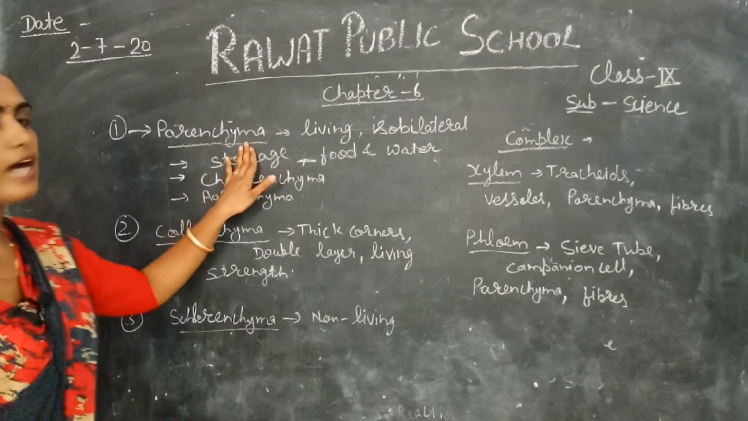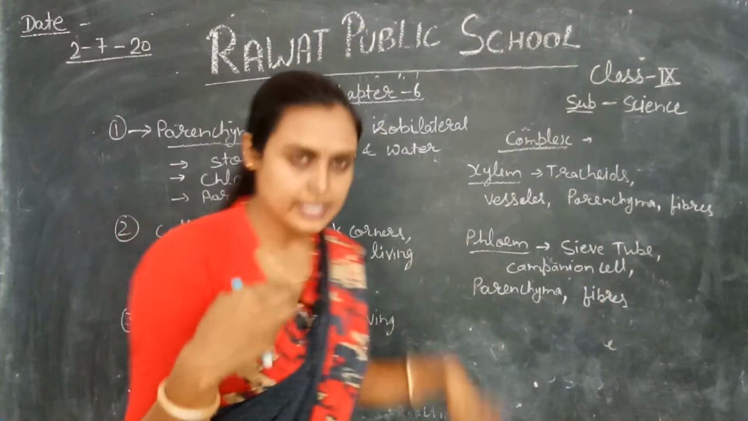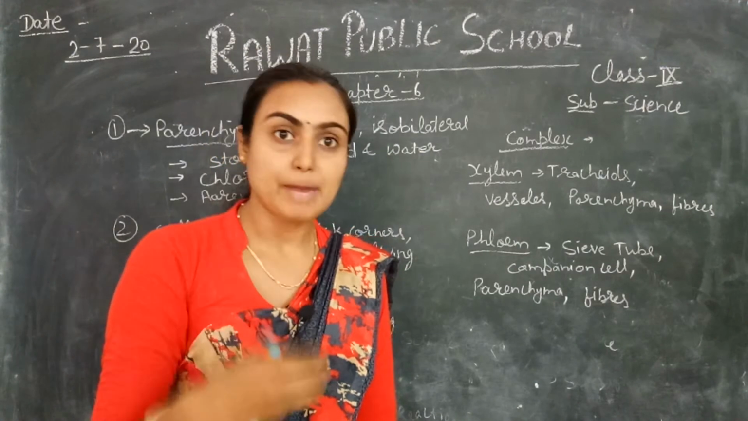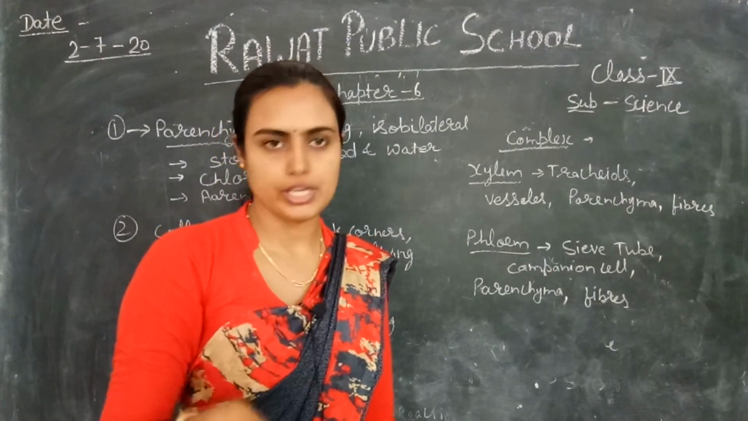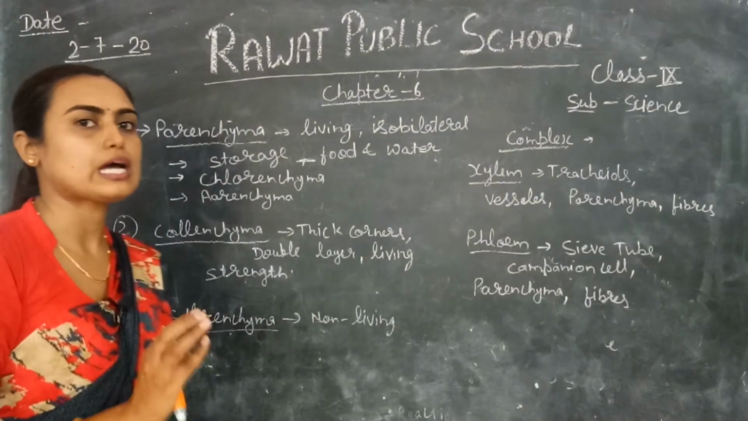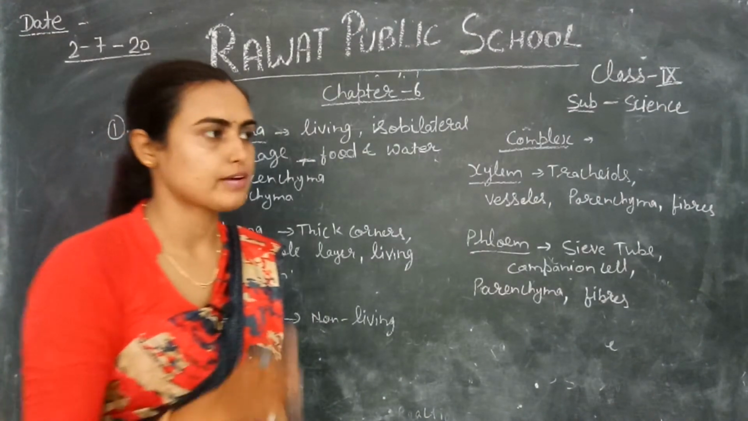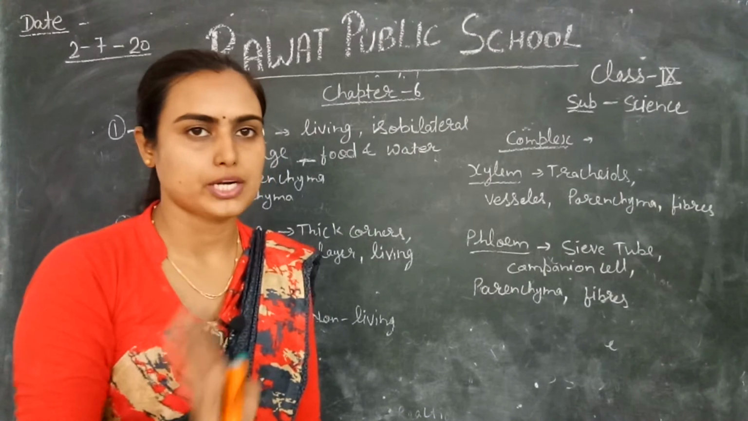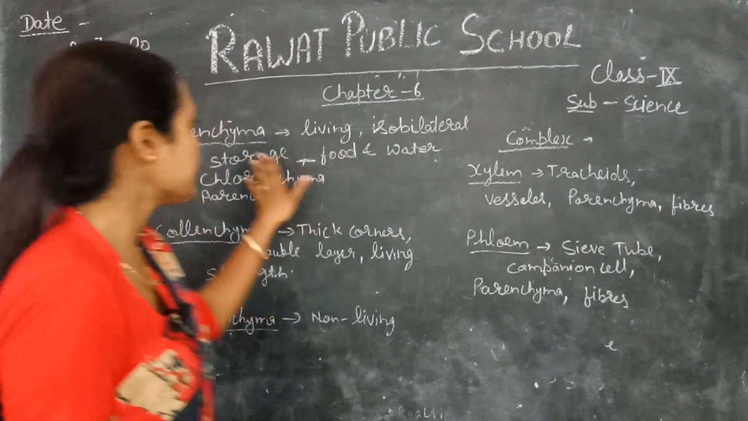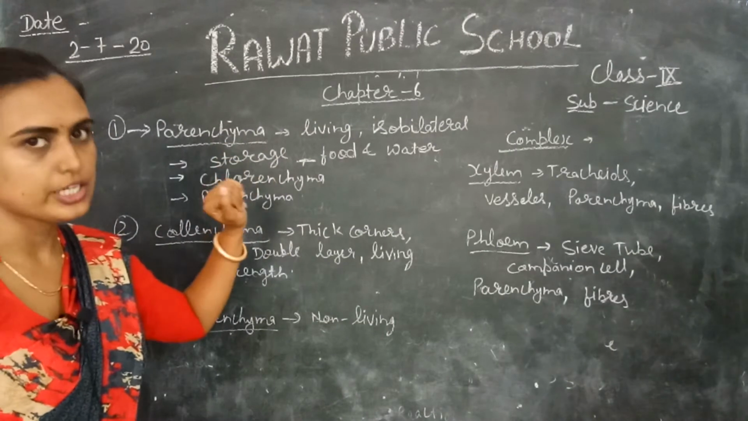First is the parenchyma. I previously said that permanent tissues are not living in nature, but primarily they are living in nature. One example of this is parenchyma. Parenchyma is a living permanent tissue. Generally, permanent tissue does not have the capability of division, so they are not living in nature. But parenchymatous tissues are living in nature, right?